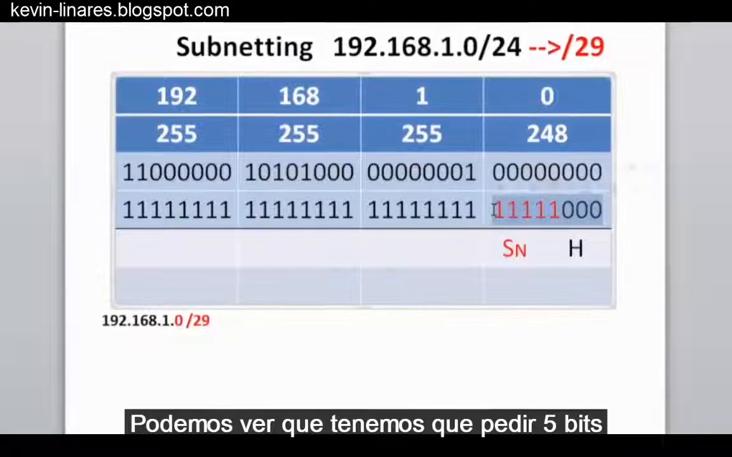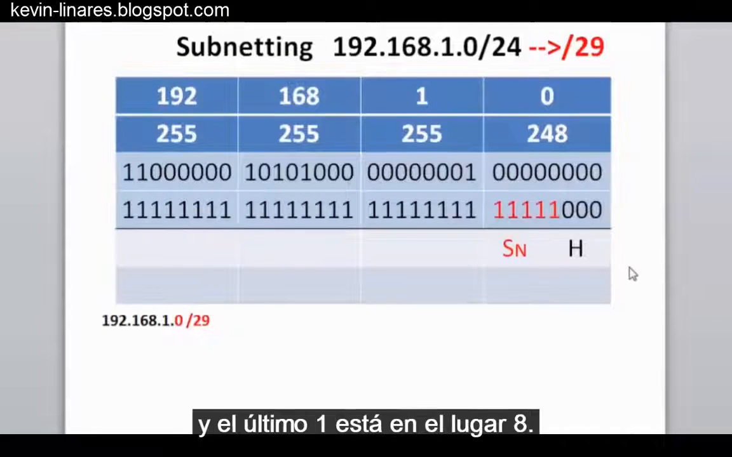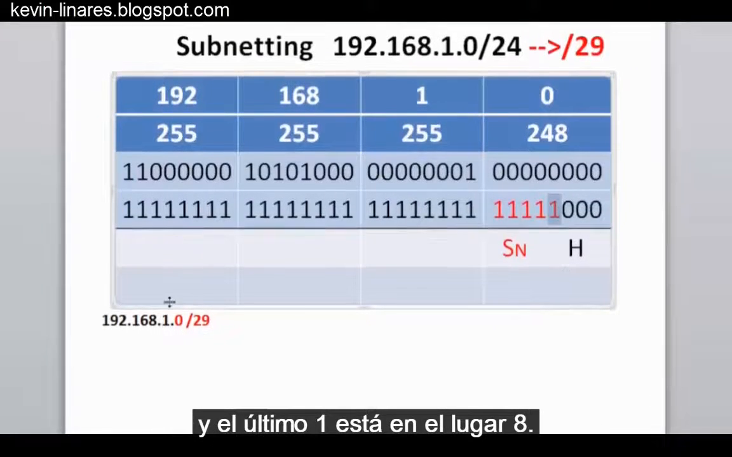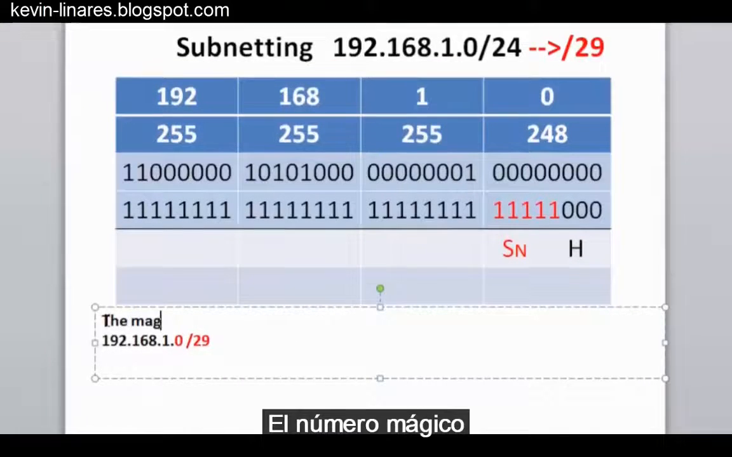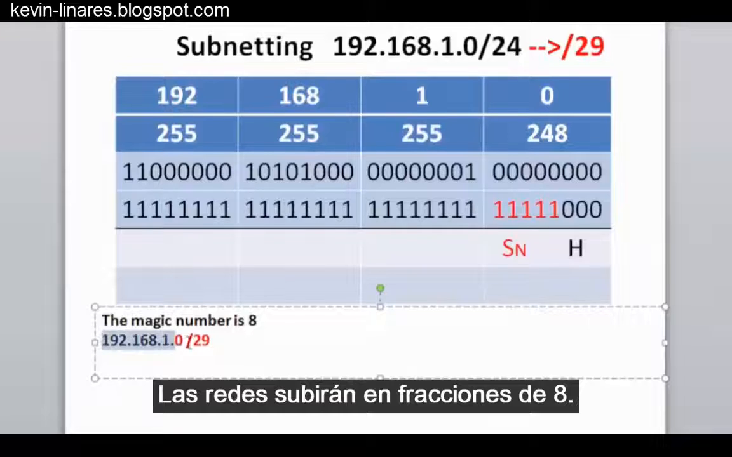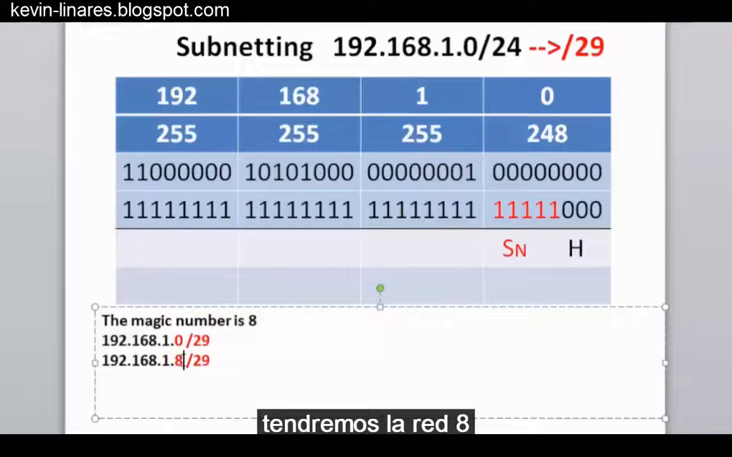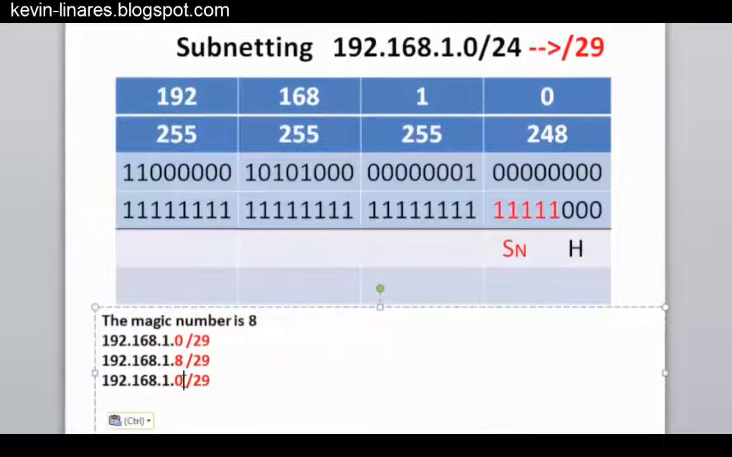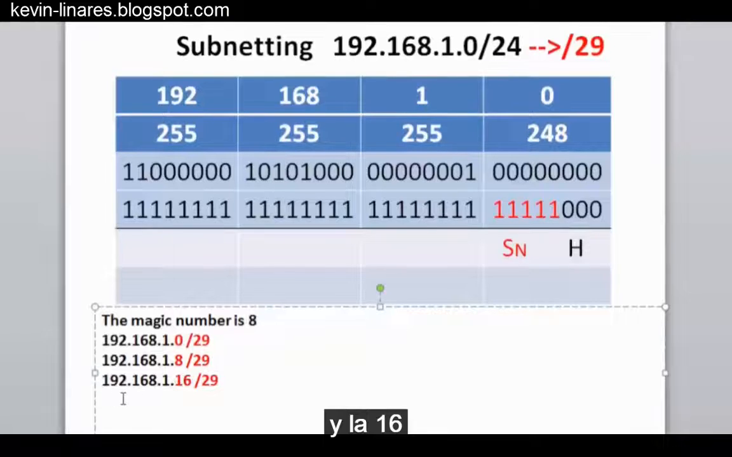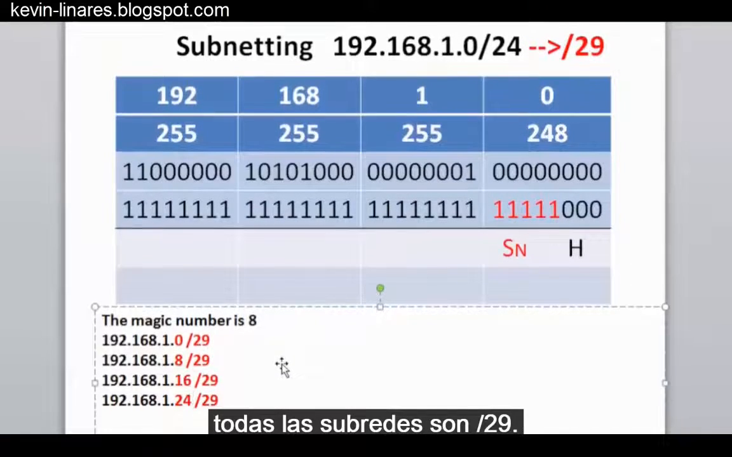We can see that that involves borrowing 5 bits from the host portion of the subnet mask, and that the last one is in the 8th place. So the magic number is 8. The networks will go up in increments of 8. So starting from 0, we'll have the 8 network and the 16 network and the 24 network, and so on and so forth, all subnets being /29.